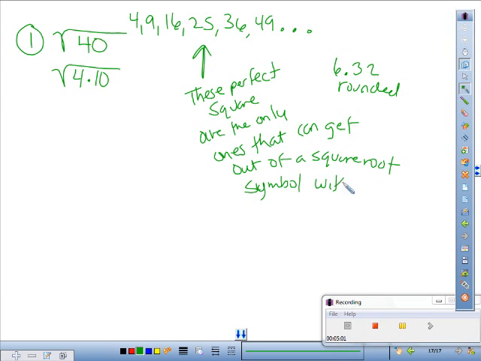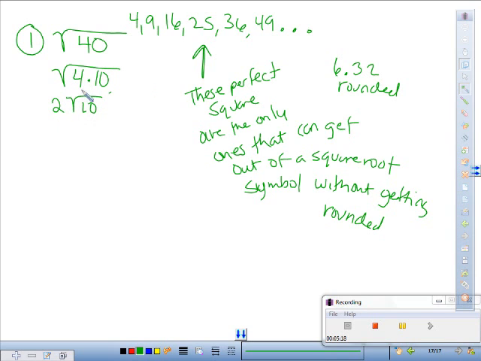Without getting rounded. You don't want things to be rounded. What's going to happen is now that I've written it this way, what is the square root of the 4, McKenna? Right, so this is going to come out here as a 2 and leave the poor little 10 inside. That is your final answer.